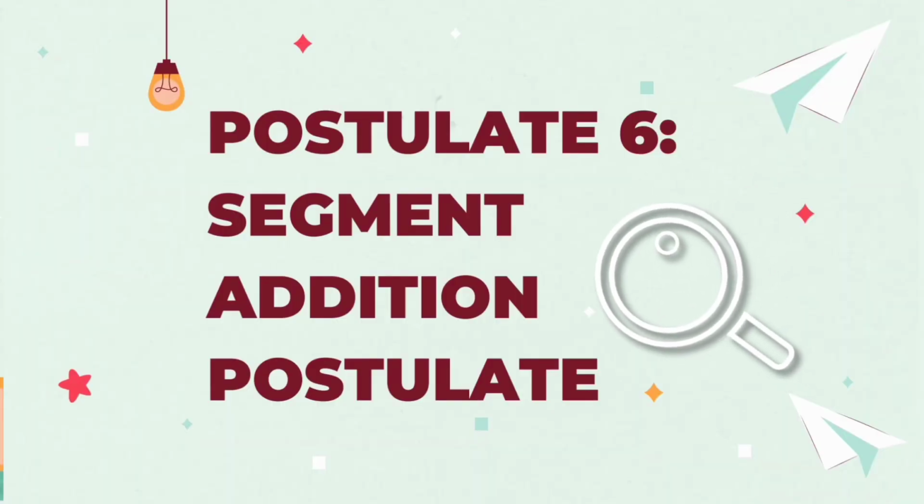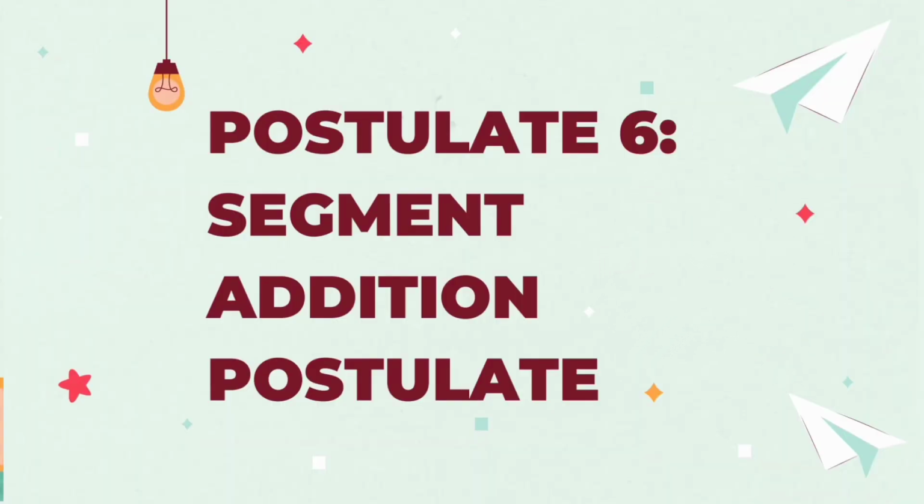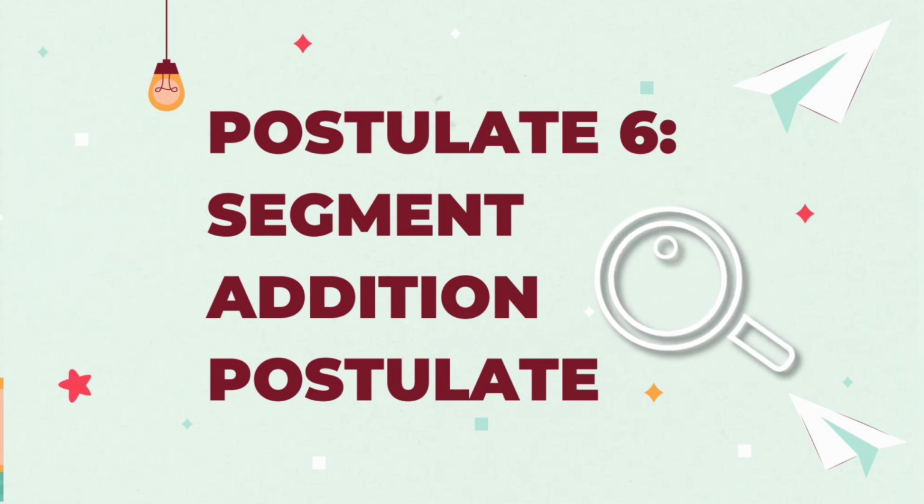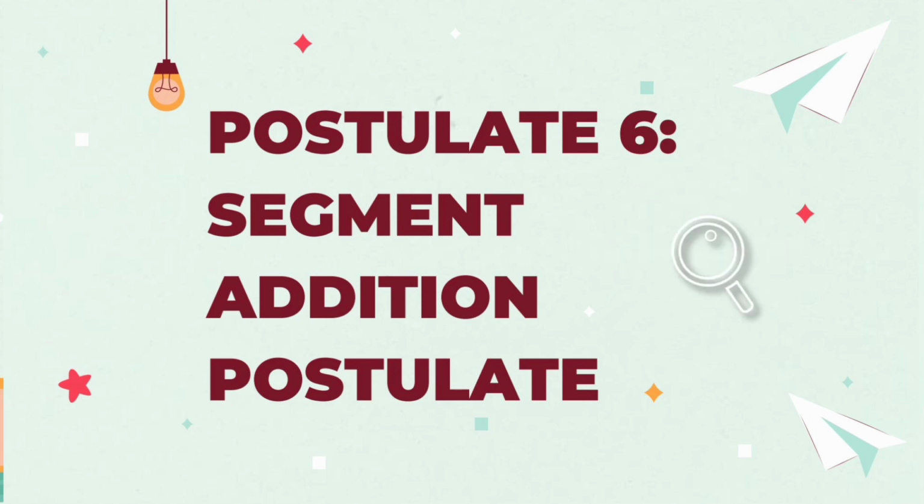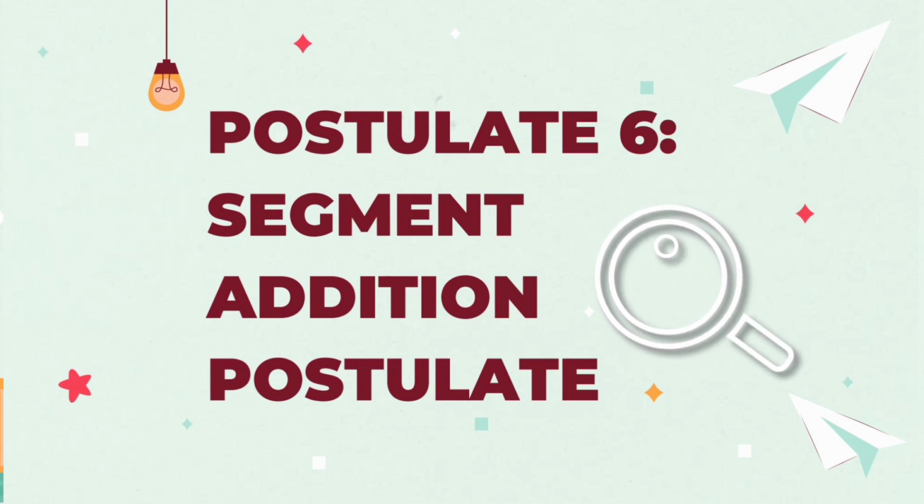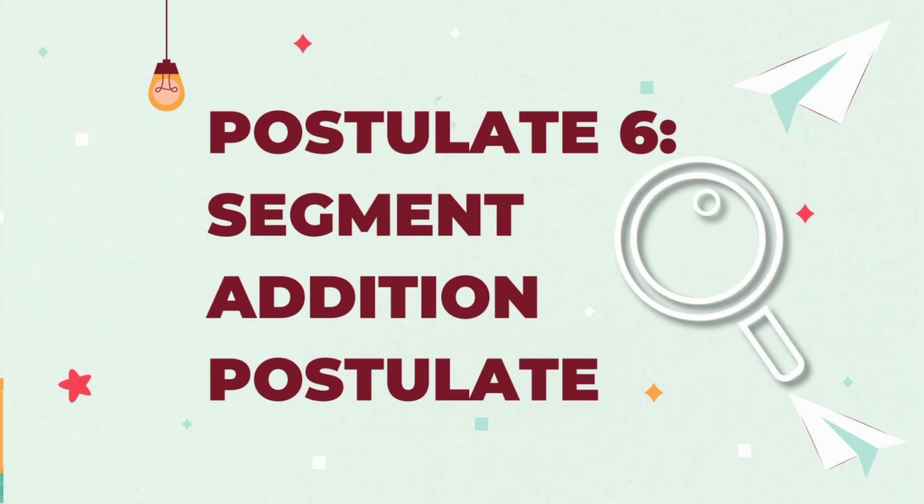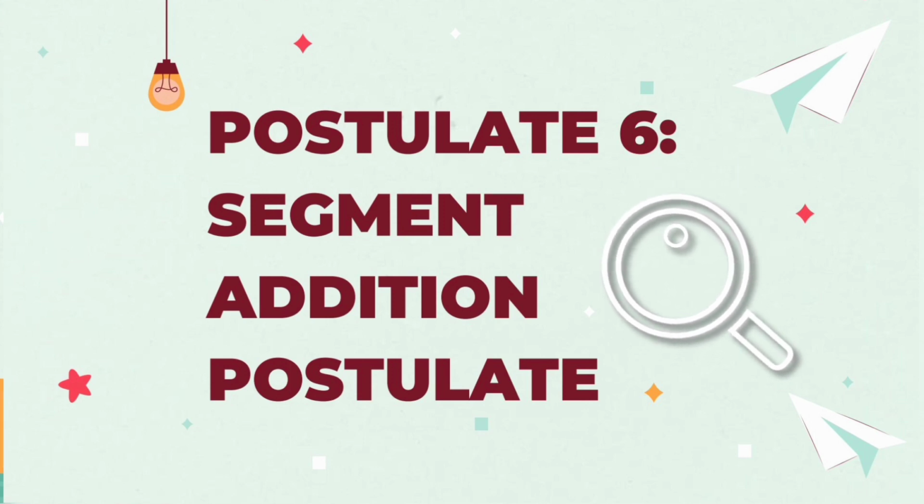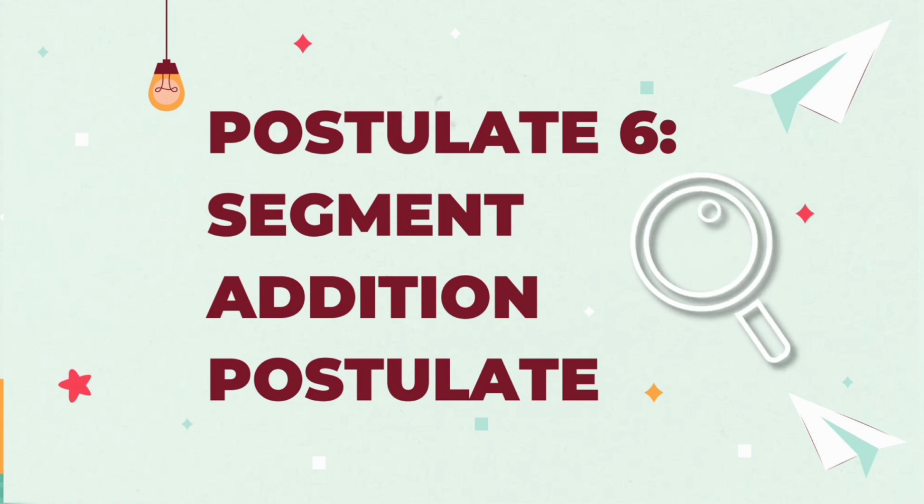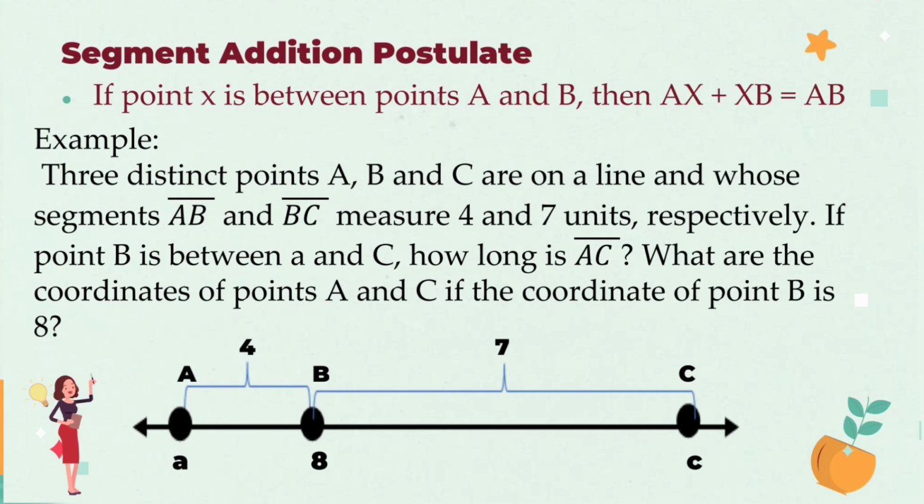Segment addition. The segment addition postulate allows you to add the measures of two shorter segments determined by three collinear points to obtain the length of the whole segment. Although it may seem trivial, especially on smaller scale or lengths, the application of the segment addition postulate on a larger scale is very important. Postulate 6. Segment addition postulate. If point X is between points A and B, then AX plus XB is equal to AB.